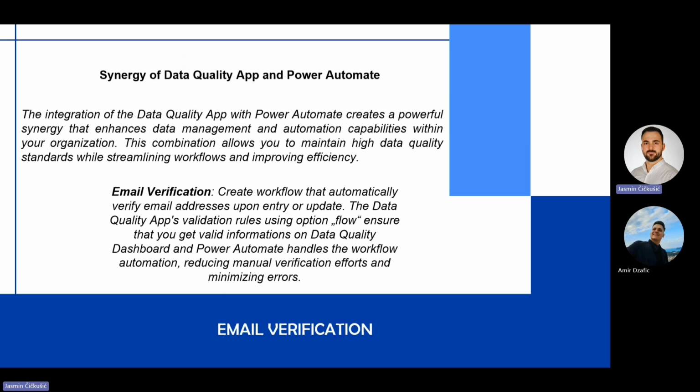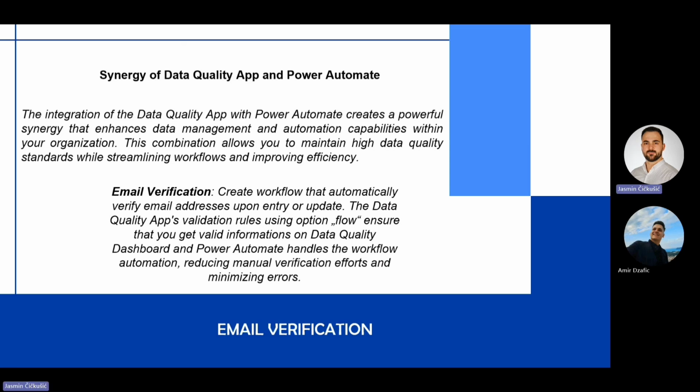rules in real time. Some of the uses of this combination between the Data Quality App and Power Automate are email verification, and we'll be talking about that today. What you can get from there is that you can create workflows that automatically verify email addresses when entered or updated. And the Data Quality App ensures email accuracy and deliverability.